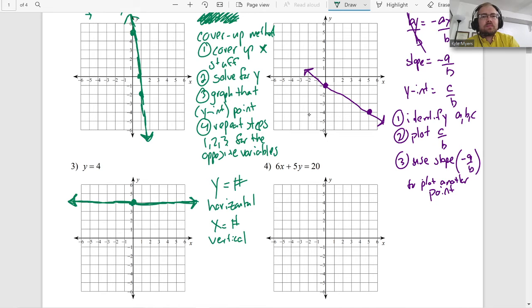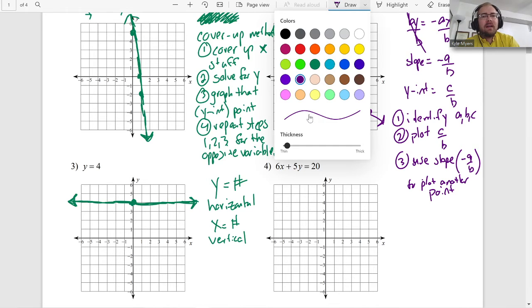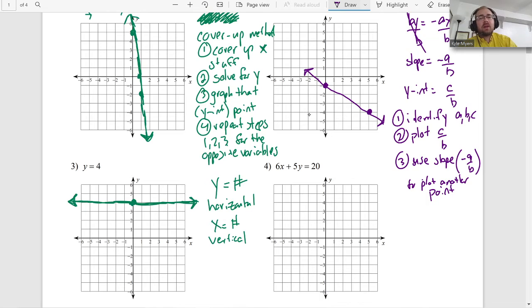Okay, number 4. Number 4 is not going to work out well if we try to do a cover-up method, so we're going to use the other method. We're going to do C over B. Let's identify A, B, and C. Let's do step 1 first. So identify A, B, and C. A is 6, B is 5, C is 20. Okay, so we need C over B, and that's going to be 4. Okay, so the y-intercept is 4.